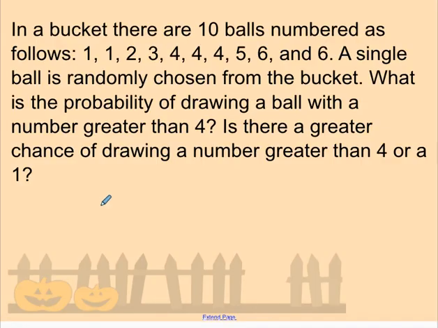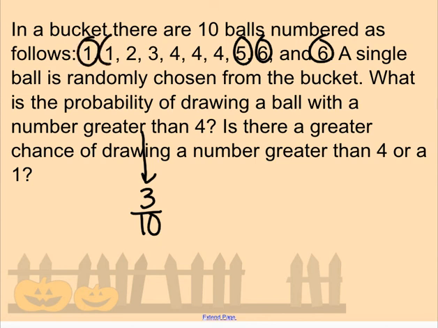Let's think about some other situations like this one. We have a bucket that has 10 balls numbered 1, 1, 2, 3, 4, 4, 4, 5, 6, 6. A single ball is chosen. What's the probability of drawing a number greater than 4? Well, if we want greater than 4, then we want a 5, 6, or a 6, which means that this is 3 out of 10. The question is, would you want to bet on that, or would you want to bet on getting the number 1 on a ball? And we can see with that we have 2 1s, which means that we have 2 out of 10 possibility for that. I would bet on getting a number greater than a 4 because that has a higher probability.